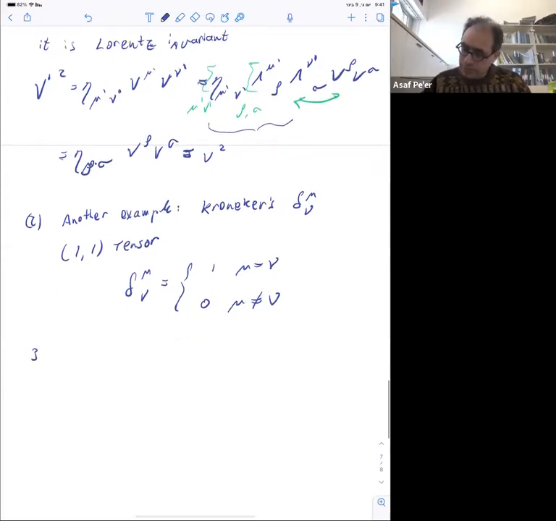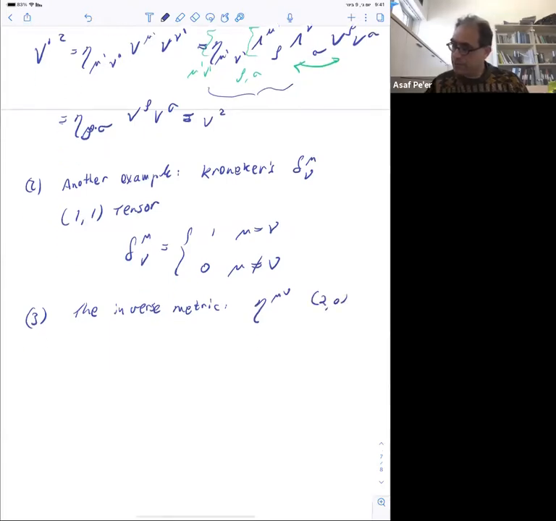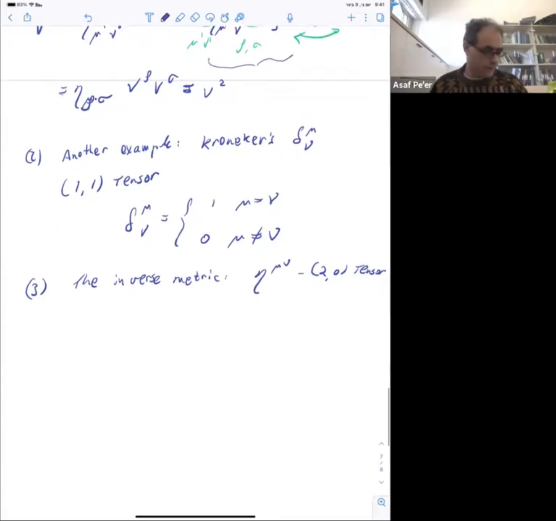Another tensor that is going to turn out to be quite useful is the inverse of the metric. How do I write the inverse metric? The same with upper indices. Very good: eta mu nu with upper indices. Again, of course, this is a type 2, 0 tensor, defined as the inverse of the metric, meaning that eta mu rho eta rho nu is just delta mu nu.